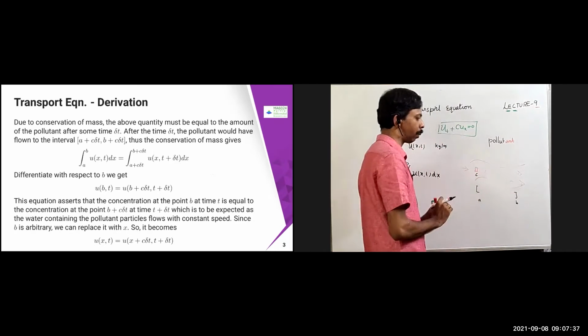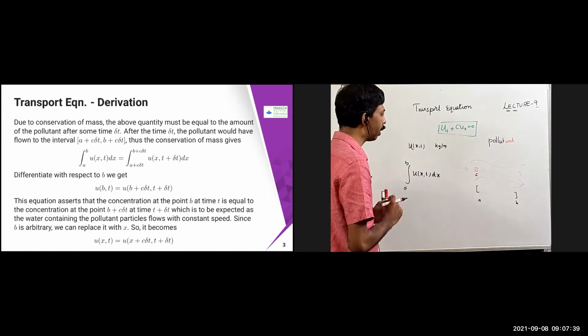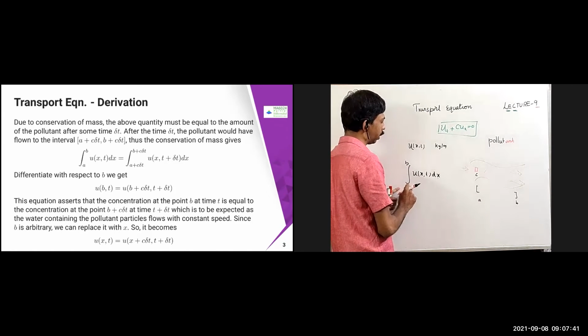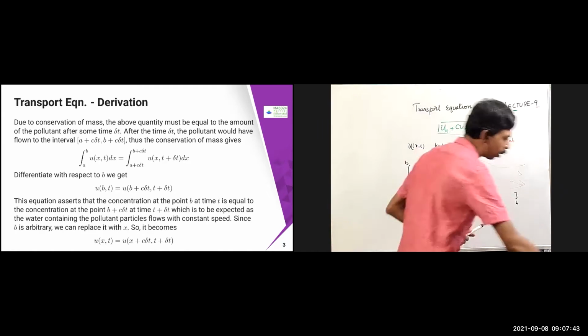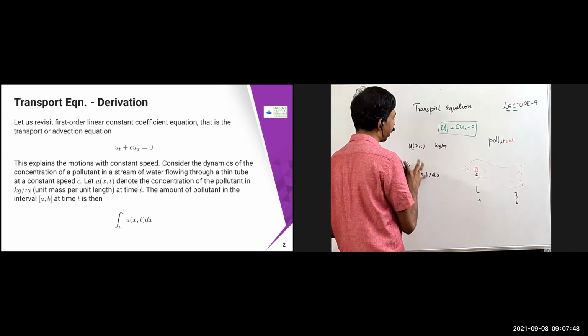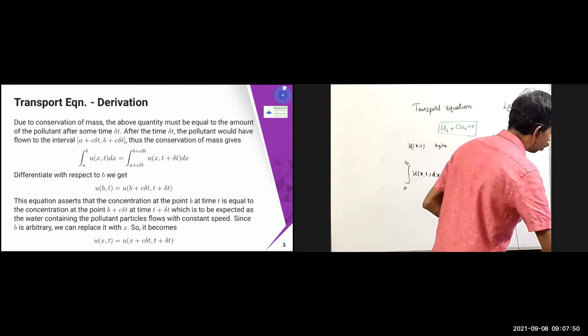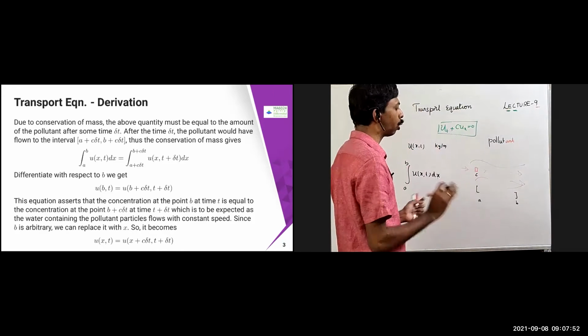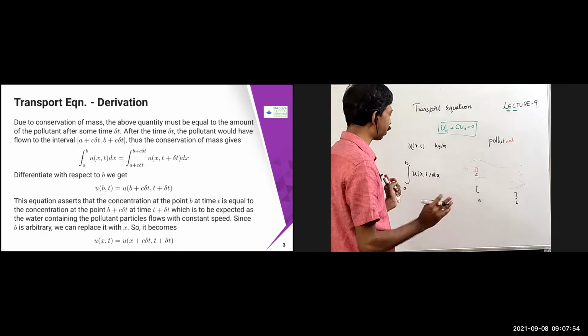Due to the conservation of the mass, what we are going to have is that this quantity, integral u of x comma t, is nothing but the amount of pollutant in the interval a comma b. So that is going to be conserved. Means it is not going to change after some time delta t.